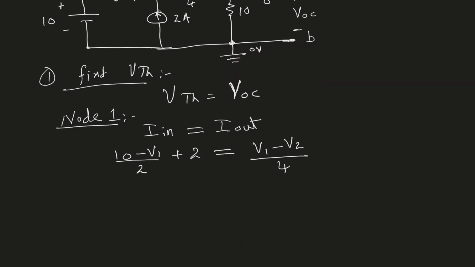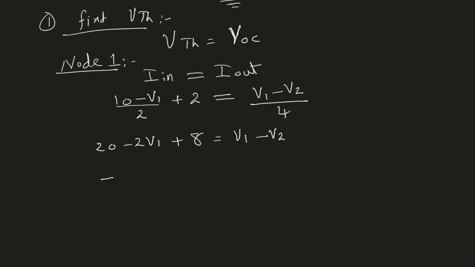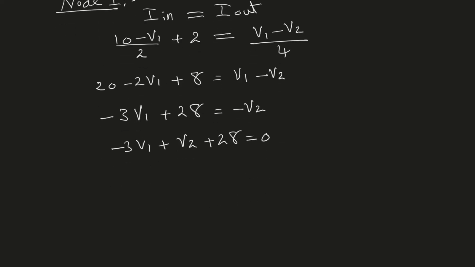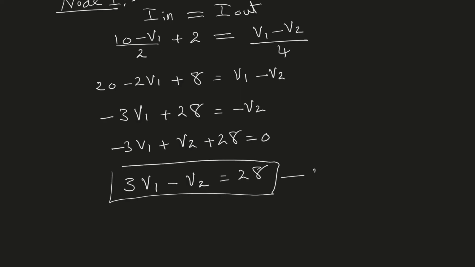So we got that. Now let's multiply by 4 on both sides. This will give me 20 minus 2V1 plus 8 equals V1 minus V2. Now I can write negative 3V1 plus 28 equals negative V2, or I can write negative 3V1 plus V2 plus 28 is equal to 0. Finally, if I want to change the signs, I can multiply by minus 1. So this will give me 3V1 minus V2 equals 28. So this is my first equation.